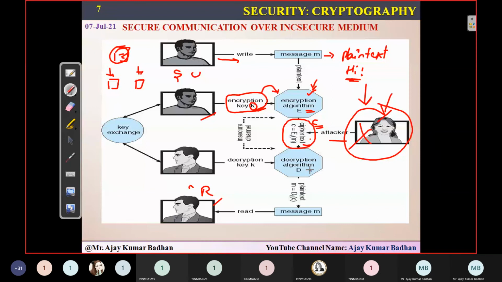Finally this message will reach this person. Who is this person? The receiver. He will have the key. He gives that key, and the WhatsApp application of this receiver performs decryption, and finally a plain text message comes out, and this message is read by you. So you will ultimately get the message hi.